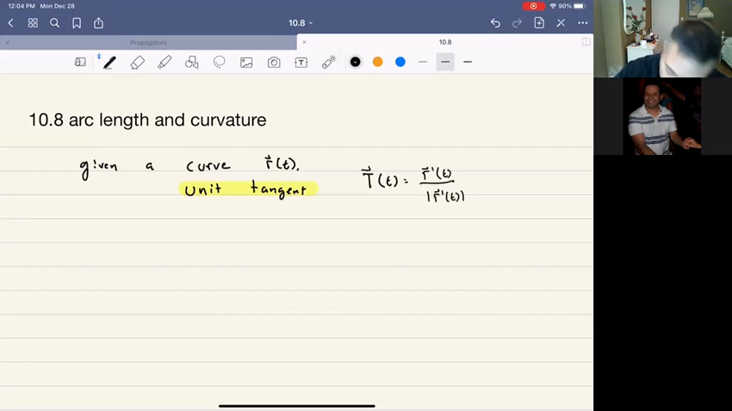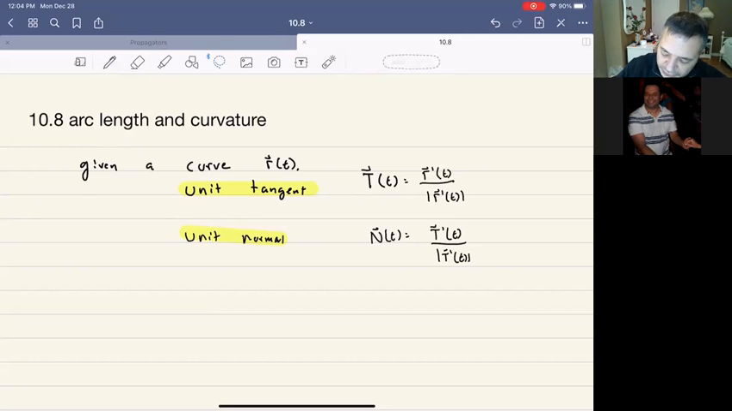We've got our unit normal. Our unit normal is going to be the derivative of the unit tangent vector divided by the length of the derivative of the unit tangent vector. Even though the unit tangent vector is a unit vector, that doesn't mean necessarily that its derivative is a unit vector.